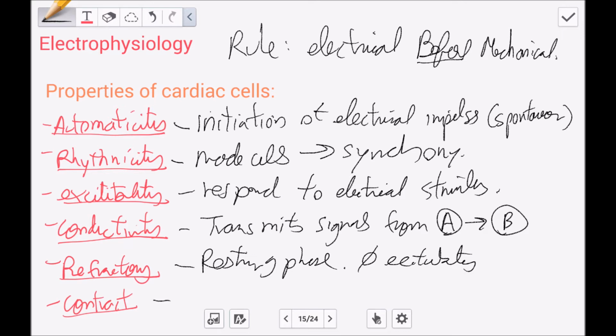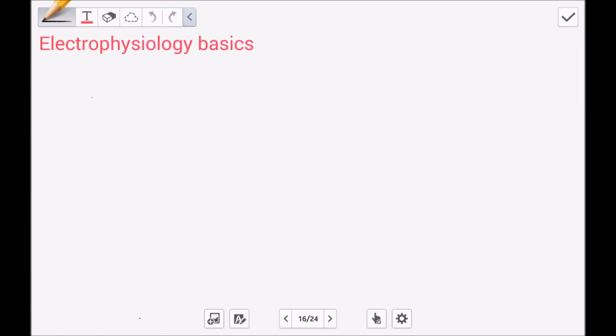No excitability. And contraction is the mechanical contraction, right? It is the actual action of pumping blood through the circulatory system. So next we're going to talk about some electrophysiology basis.